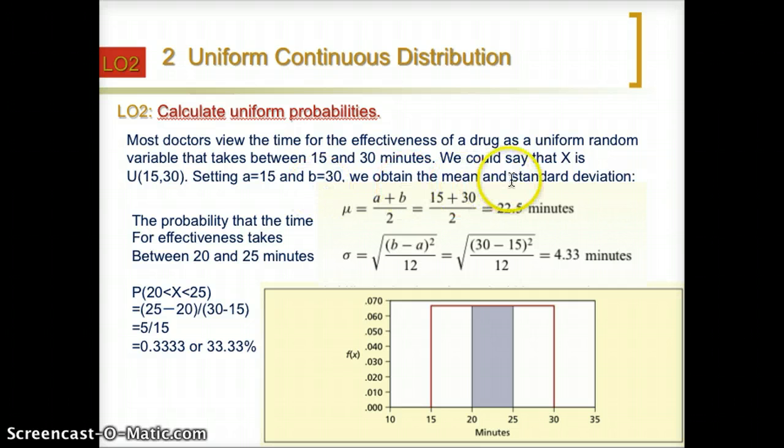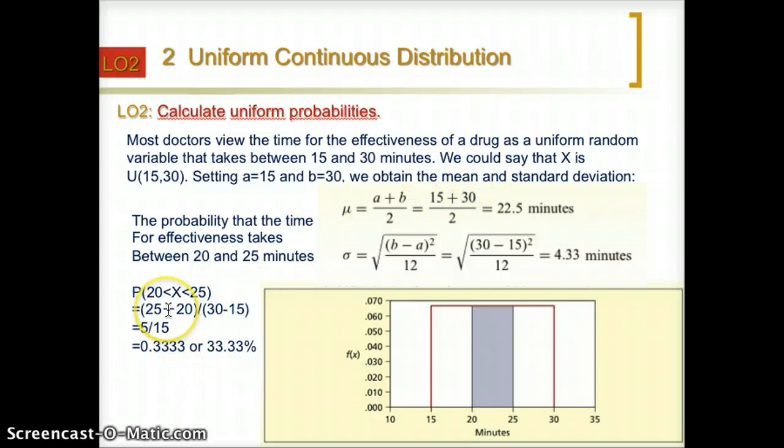For the first question, we are asked to calculate the mean and standard deviation. For the mean, we put the lower bound and upper bound, 15 and 30, into the equation. We'll get a value equal to 22.5. For the standard deviation, it will be exactly the same. We put the values into the equation, and you can get the standard deviation of that random variable.